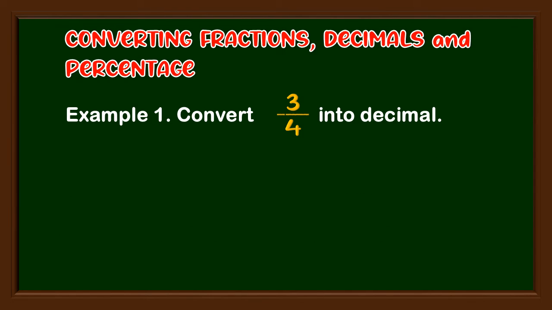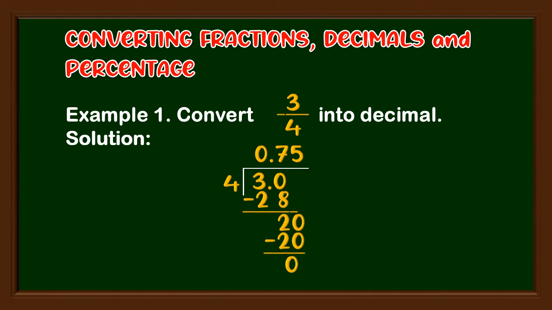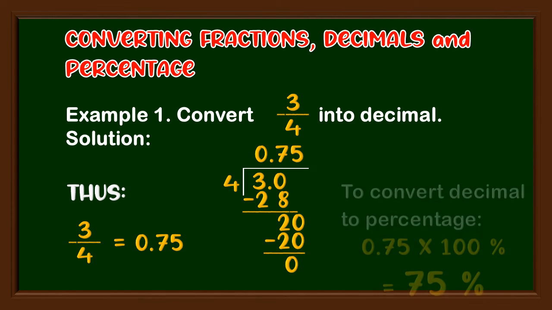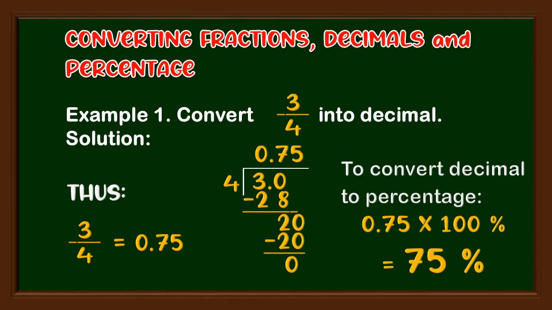Example 1. Convert 3/4 into a decimal. By performing the long division, 3 divided by 4 is equal to 0.75. Thus, 3/4 equals 0.75. To convert the decimal to a percentage, 0.75 is multiplied by 100%, and this is simply equal to 75%.